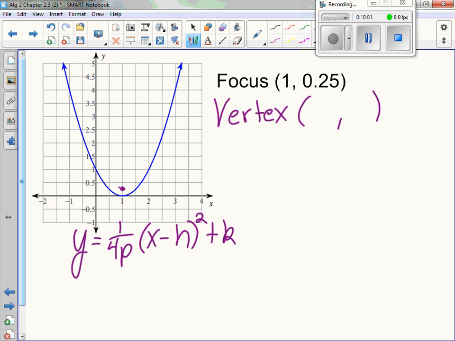Now the vertex is going to be what? Well, the h is 1 in the graph. Yes, and the y is? Because it's right there on the x-axis. The vertex is always going to be the minimum or maximum point. This here would be the minimum. It's the lowest value it can be.